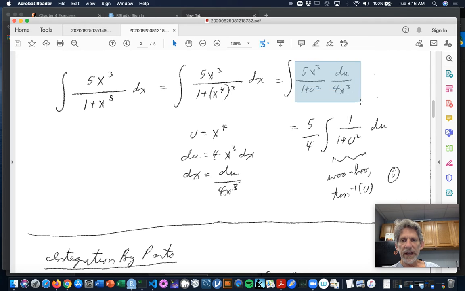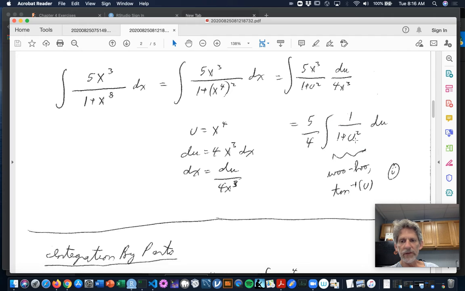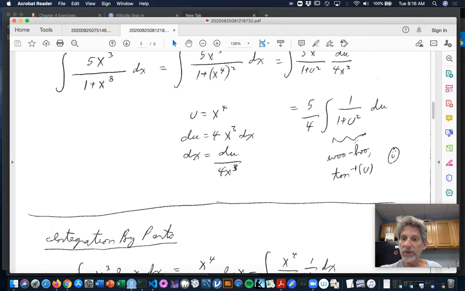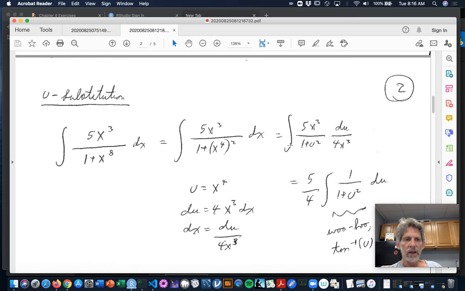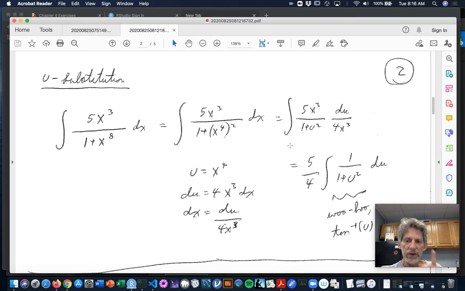Plug in what you can. The x's will cancel, and sure enough, you're left with something that you can finish. So think about using u substitution even if the choice for u is not immediately obvious. The better you know your derivative rules, the better chance you have of finding a good u substitution.